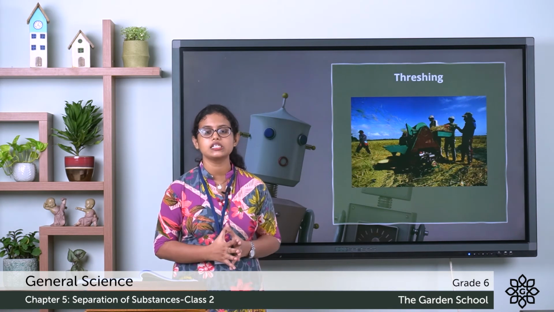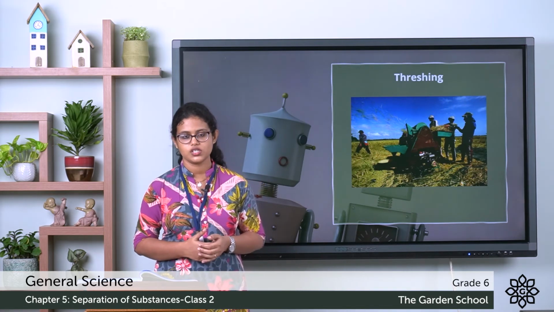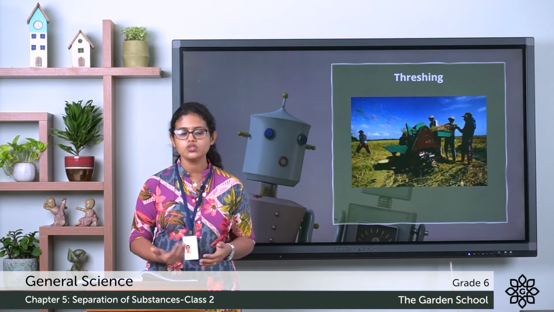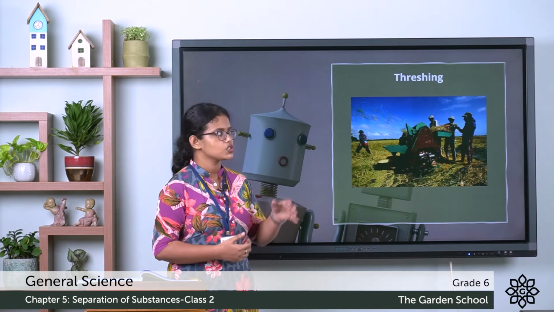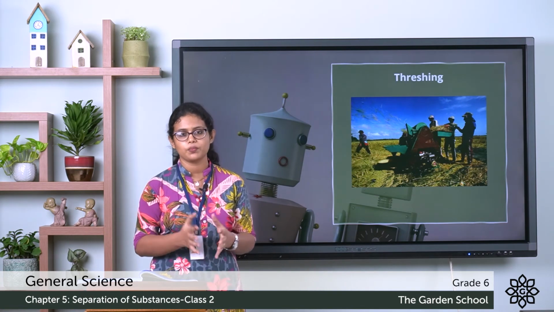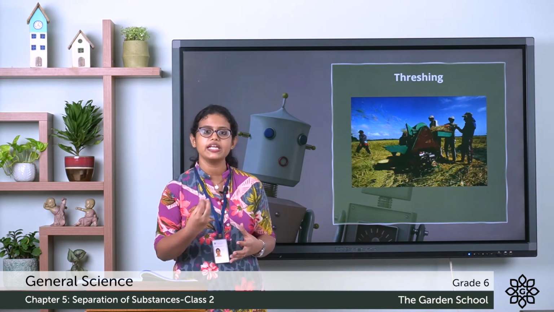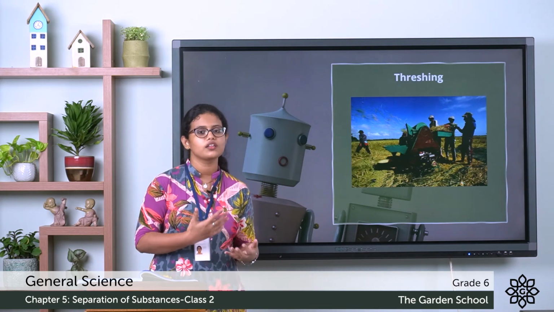Nowadays it is done by machines called threshers. Such machines are used to separate grains from stalks. It is a process of separating grains from stalks. That process we call threshing.